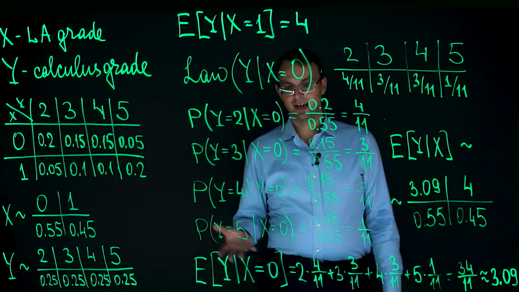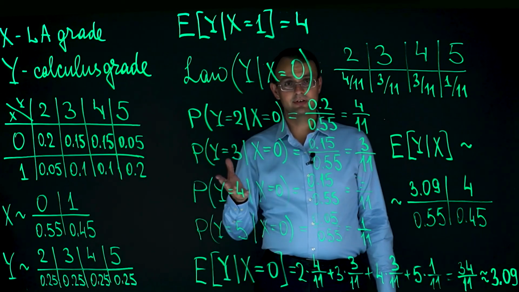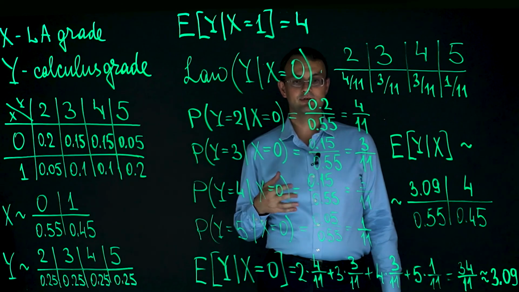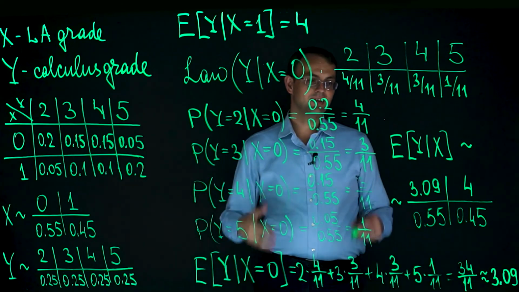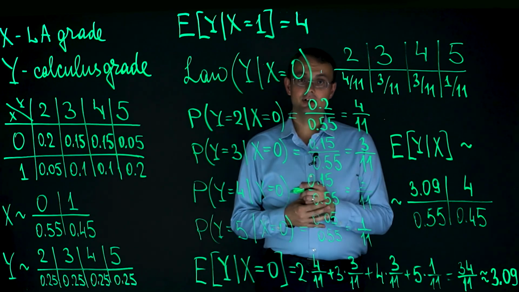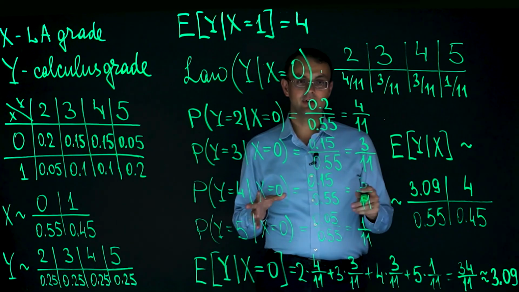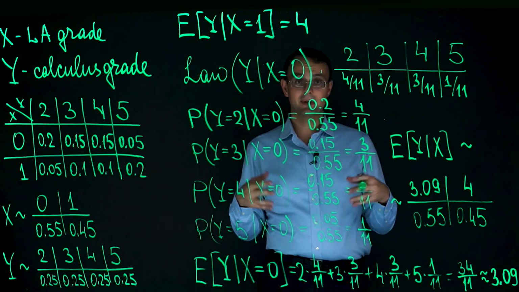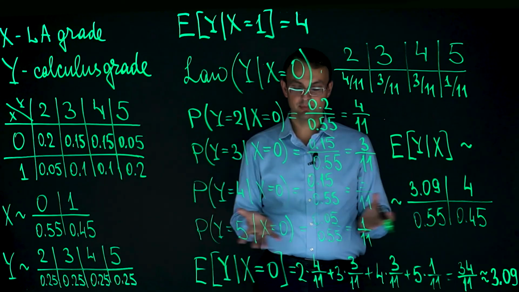So that is how we can deal with conditional distributions and conditional expected values in the discrete case, and that is how we can find the conditional expected value as a random variable. So the conditional expected value of y for all possible values of x.